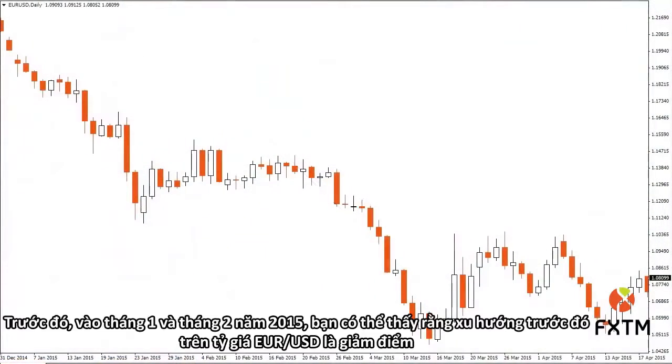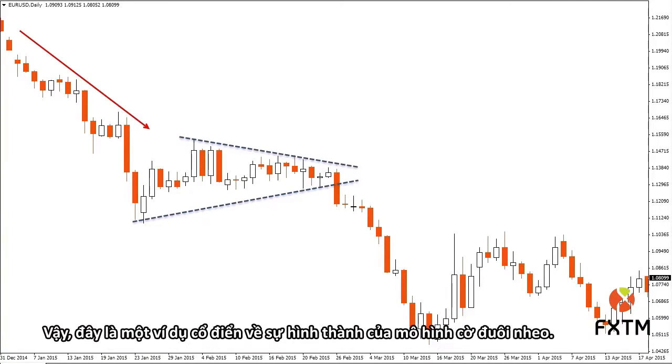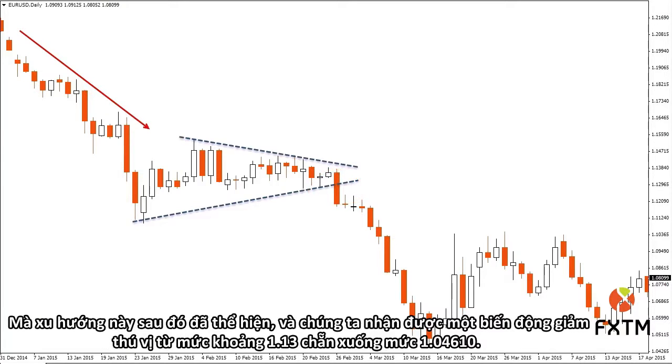Earlier in 2015, in January and February, you can see that the prior trend on the euro dollar was to the downside, and then the pair began to consolidate, where we got this bouncing back and forth in the price between a descending resistance level and an ascending support level. So this is a classic example of a pennant formation. What we're looking for is for the price to actually break down below that ascending support level in favor of the prevailing trend, which in this case was bearish, which then it subsequently did, and we got a nice move lower from about 1.13 even to 1.04610.